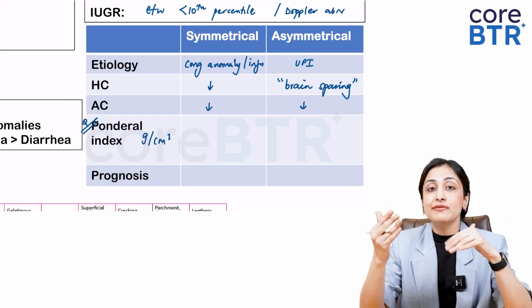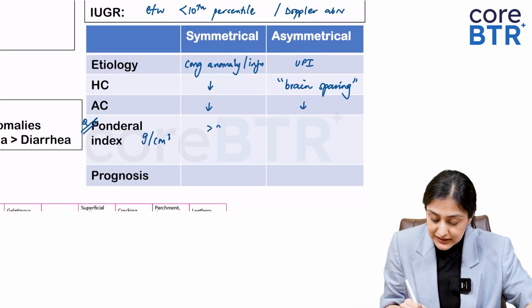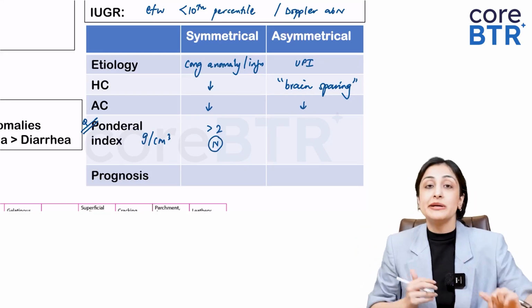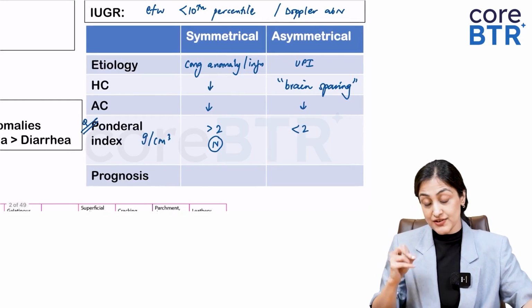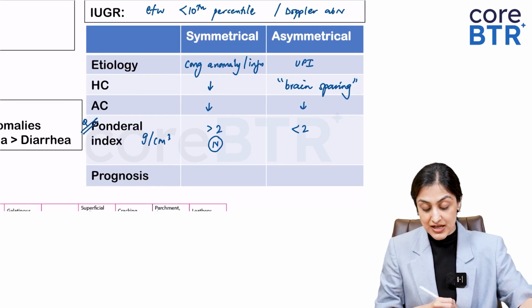The length and the weight both are affected symmetrically. The ponderal index actually remains normal, because overall the baby is smaller. But here, because there is asymmetry, it is decreased, right? So that's the catch here. That's what the question can be asked.